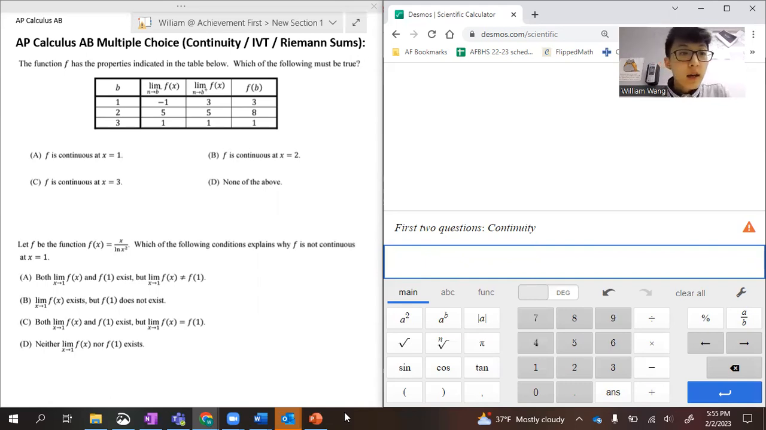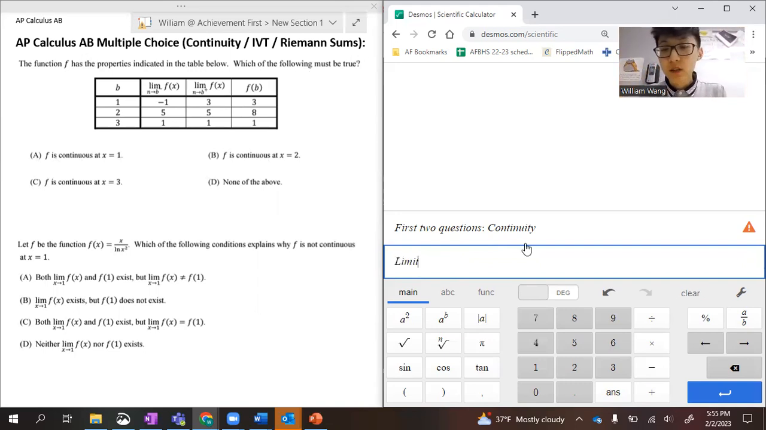Now, first question. The function has the following properties indicated in the table below. Which of the following must be true? Okay, so this is my thought process. I see a bunch of continuity answer choices, right? So the first thing that pops up in my head is continuity.